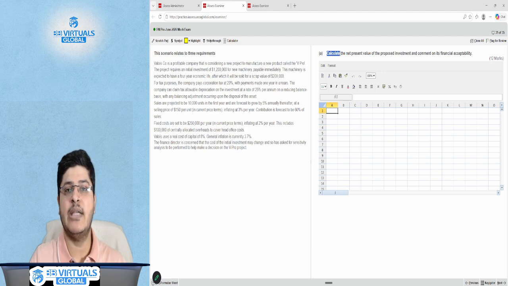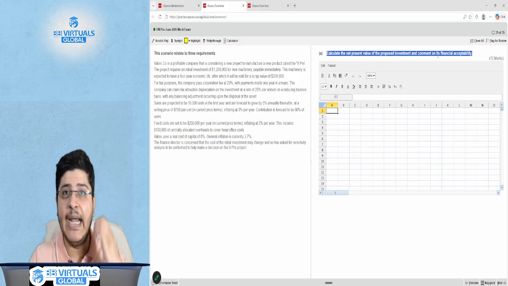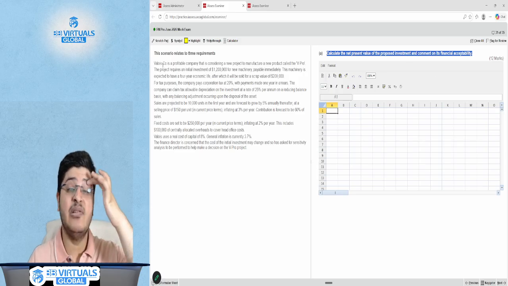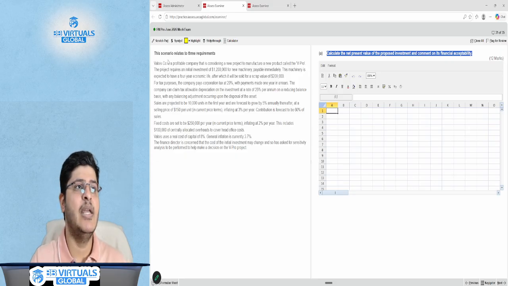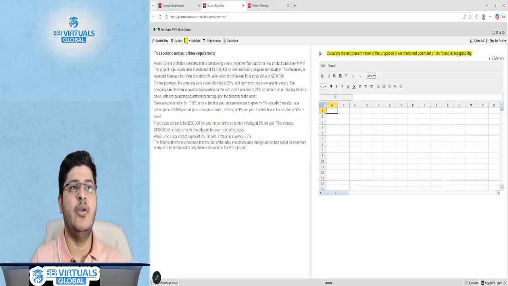Let's start with reading the requirement first. Calculate the net present value of the proposed investment and comment on the financial acceptability. So this is a typical NPV question, it looks like. The scenario relates to three requirements. Veloisco is a profitable company that is considering a new project to manufacture a new product called vPro.